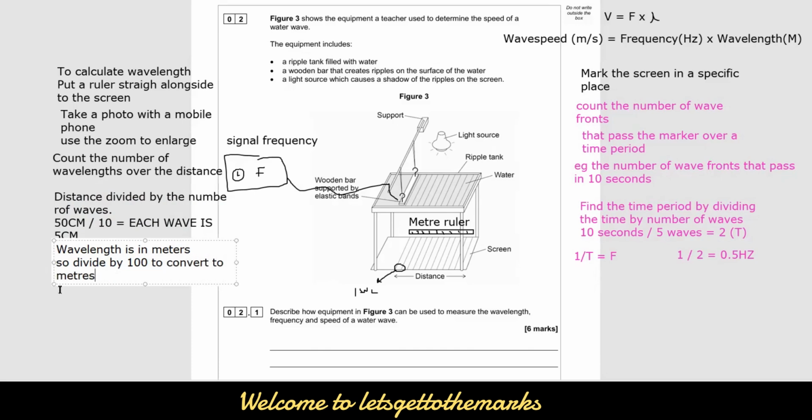So actually, we want to do 5 divided by 100. Do you need to put numbers in? No, you can just explain it. Divide it by 100 to turn into meters. And so each wavelength in my example is 0.05 meters. And there you go. You've discovered the wavelength.